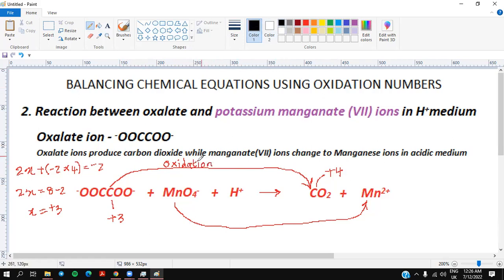We did the work early also. Manganese oxidation number is plus 7. Here manganese oxidation number is plus 2. Here we see reduction.